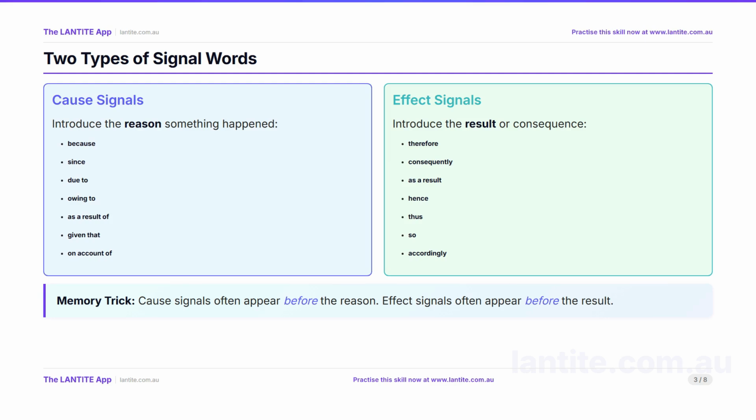There are two categories of signal words. Cause signals introduce the reason something happened. The most common ones are because, since, due to, owing to, as a result of, given that, and on account of. Effect signals introduce the result or consequence. These include therefore, consequently, as a result, hence, thus, so, and accordingly. A helpful memory trick. Cause signals usually appear just before the reason. Effect signals usually appear just before the result. Knowing which category a signal word belongs to tells you immediately which part of the relationship you are reading.